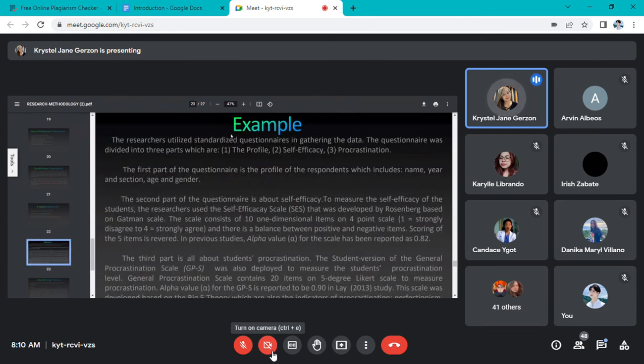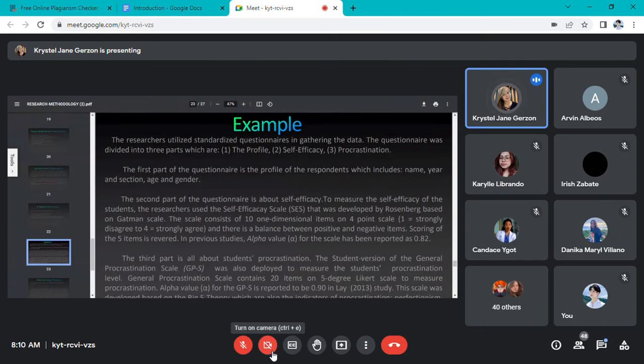Mentioned now is that the researchers utilize standard questionnaires in gathering the data. The questionnaire was divided into three parts: the profile, the self-efficacy, and the procrastination. The first part of the questionnaire is the profile of the respondent, which includes the name, year, section, age, and gender. The second part is about self-efficacy. To measure self-efficacy of the students, the researchers used the self-efficacy scale that was developed by Rosenberg based on the Guttman scale. The scale consists of 10 one-dimensional items on a 4-point scale.